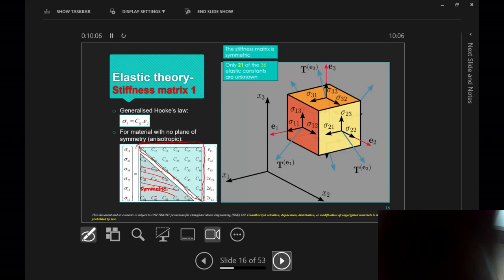So these are mechanical properties. They are properties of the material. These are not something you calculate. Like modulus of elasticity, it's a mechanical property of the material.